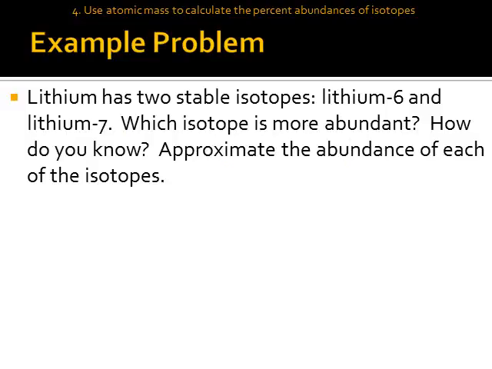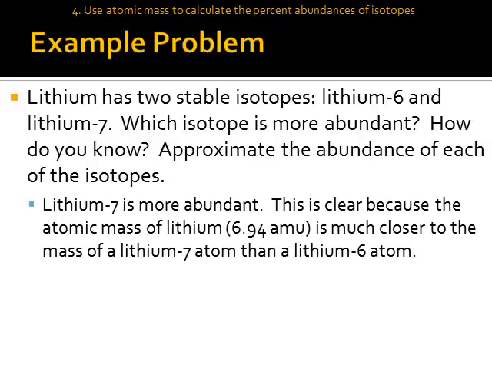And the reason for that is because the atomic mass of 6.94 is much closer to lithium-7 than it is to lithium-6, meaning there is more lithium-7 that exists. In fact, there's a lot more. So if you look at the answer here that I have, I say lithium-7 is more abundant. This is clear because the atomic mass of lithium of 6.94 AMUs is much closer to lithium-7 than a lithium-6 atom. And again, this atomic mass of 6.94, we know is a weighted average. It's accounting for the fact that there is more lithium-7 than lithium-6.